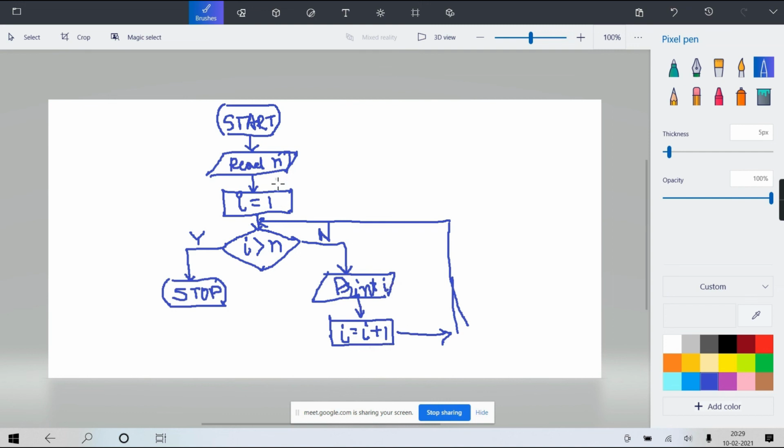As I said, n is 5, I is 1. Is 1 greater than 5? No, it will come here. Print 1, make I 2, come here. Is 2 greater than 5? No. Print 2, make it 3, come. It will keep doing this, and finally it will print 5, make it 6, and come here again. Is 6 greater than 5? Yes. And it will stop.